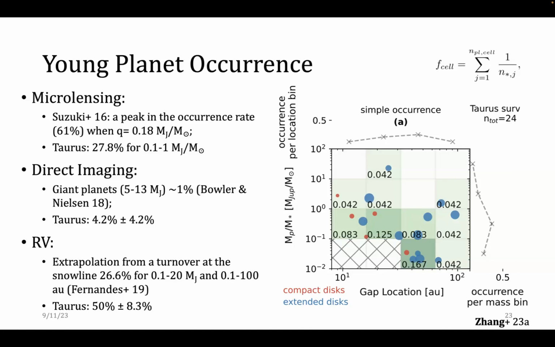But we still have some hope in the future, because the ngVLA is coming online, which is the next generation Very Large Array that can give us much smaller angular resolution. And on the other hand, we can expect the Roman telescope to give us a lot of microlensing exoplanets at much wider orbits. We will have the chance to observe these 2 populations in the same parameter space.